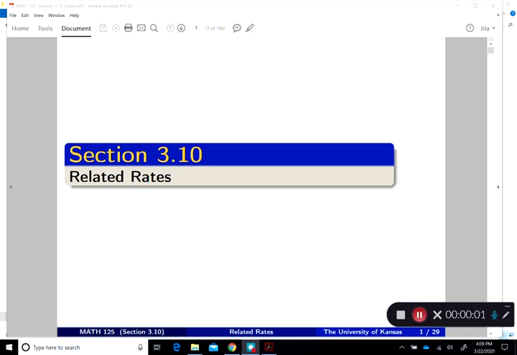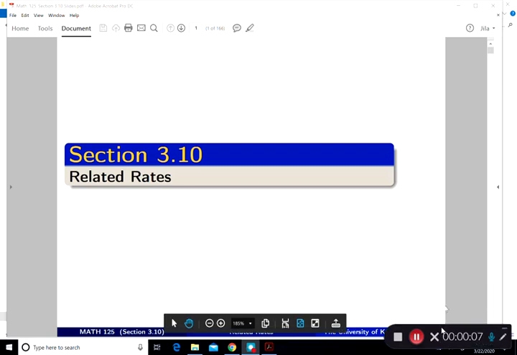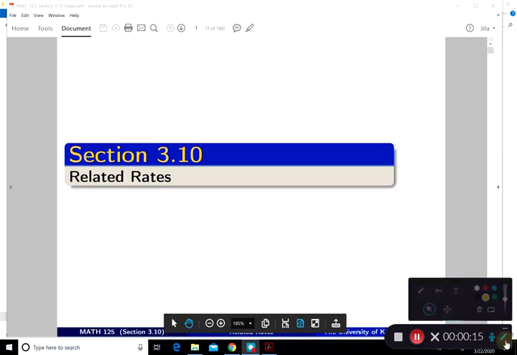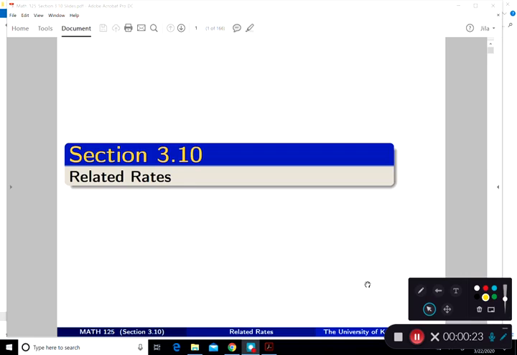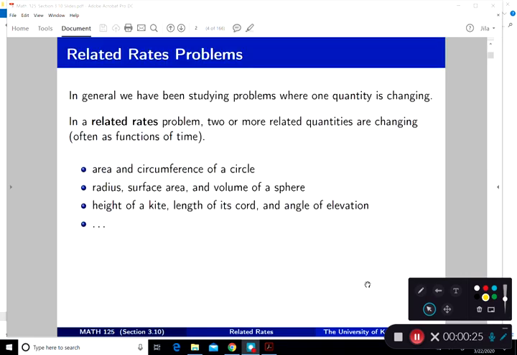So this is the video for introduction to section 3.10, which is related rates. So what are related rates good for? Scientists use related rates to try to connect the rate of change of one thing to another thing, if they are connected to each other.